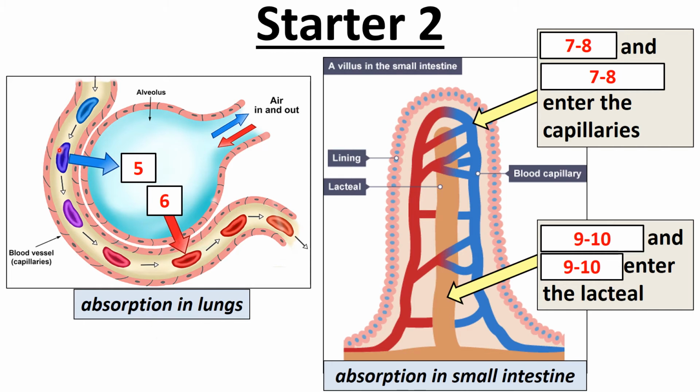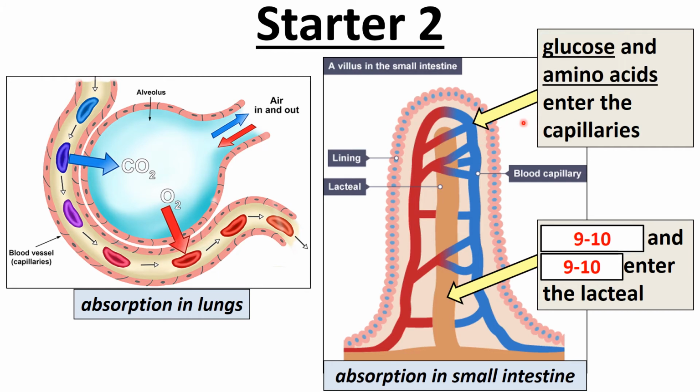So 5, the gas which is going into the alveoli is CO2 or carbon dioxide. 6, the important gas we need, which is going into the blood, is oxygen. Then 7 and 8, moving from the villi and moving into the villi capillaries, that is glucose and amino acids going in there. 9 and 10, going into the lacteal, is fatty acids and glycerol.